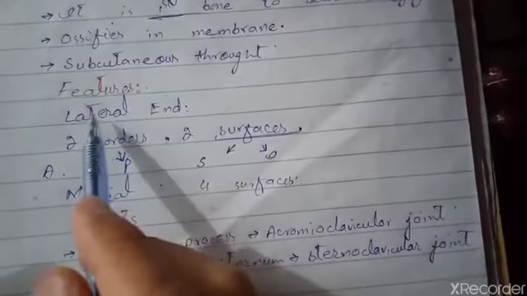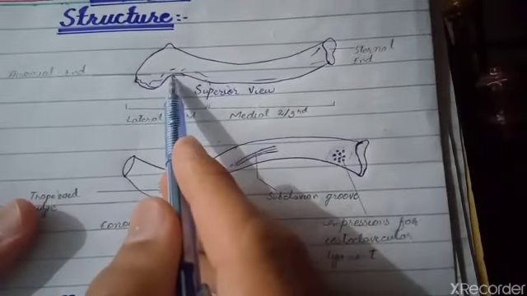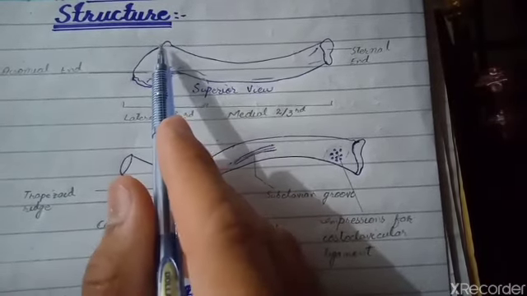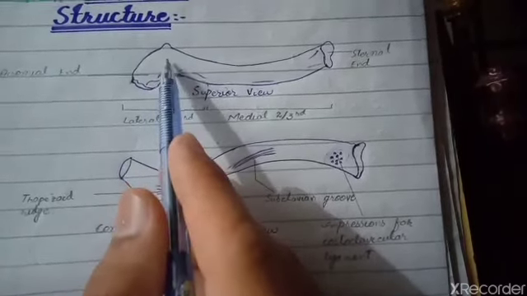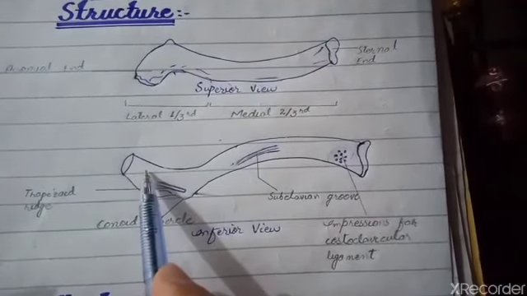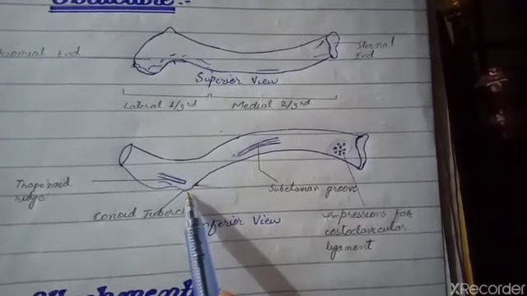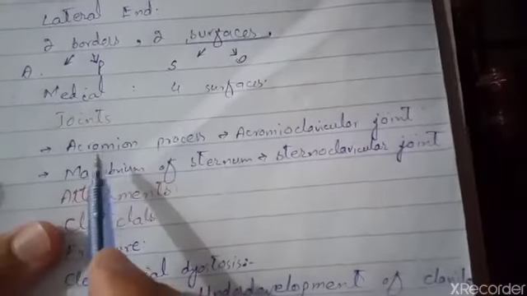Okay, when we talk about its bony features, its lateral end has two borders, anterior and posterior, and two surfaces, superior and inferior. Okay, this is the anterior border of lateral end. This is concave forward. This is the posterior border of lateral end of clavicle. It is convex backward. This is the superior surface of the lateral end, right? And this is the inferior surface of lateral end. The inferior surface has an elevation called conoid tubercle, and it also has a ridge which is called the trapezoid ridge.